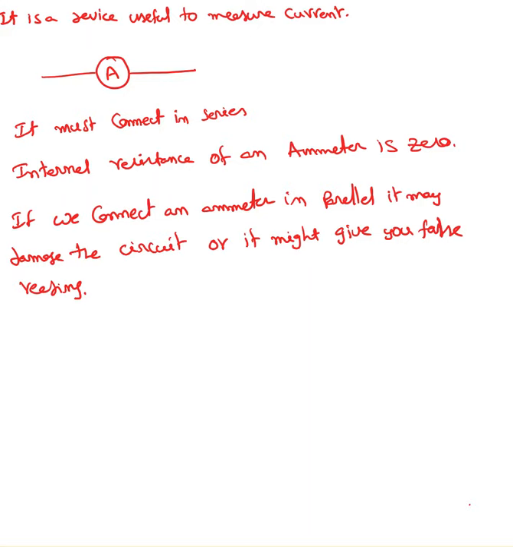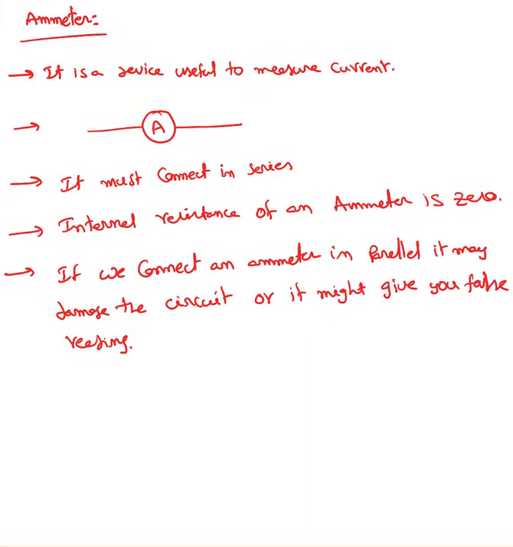The next topic is ammeter and voltmeter. So we're going to talk about ammeter. Ammeter is a device which is useful to measure the current. So to measure current, we use ammeter. The symbol for ammeter is a circle with A in it.